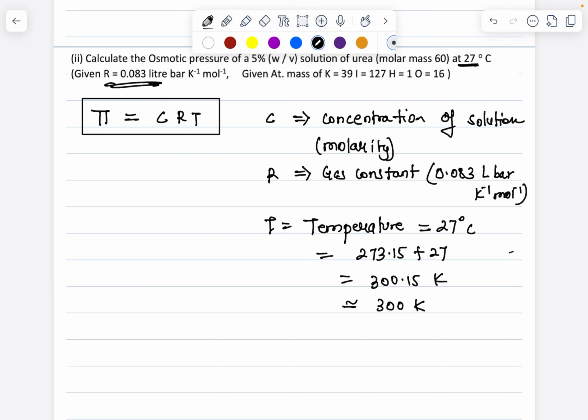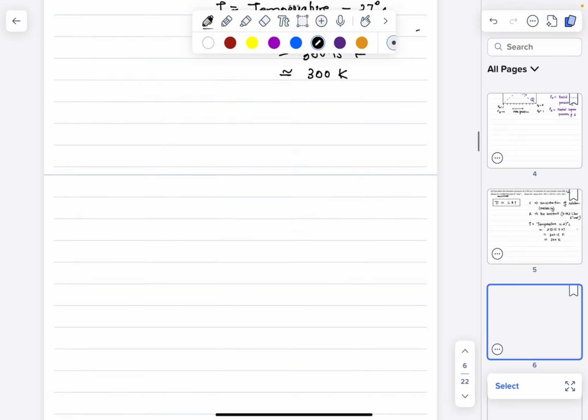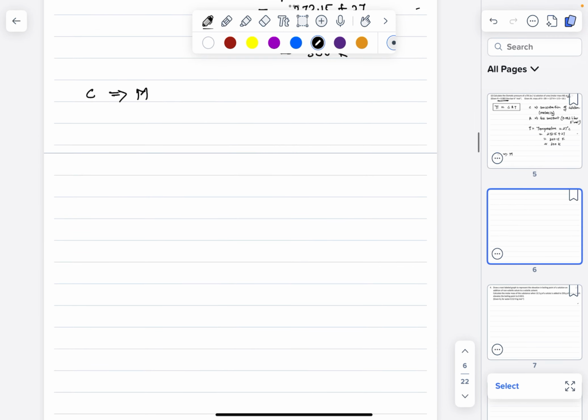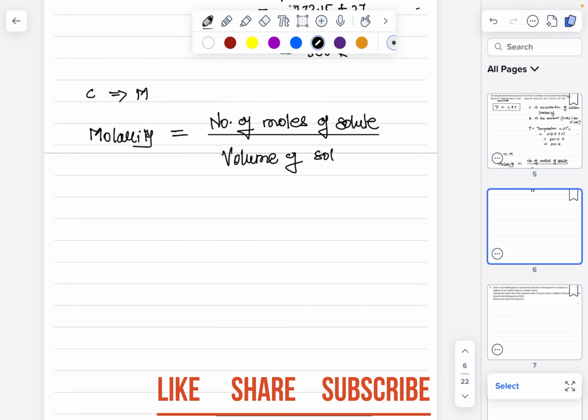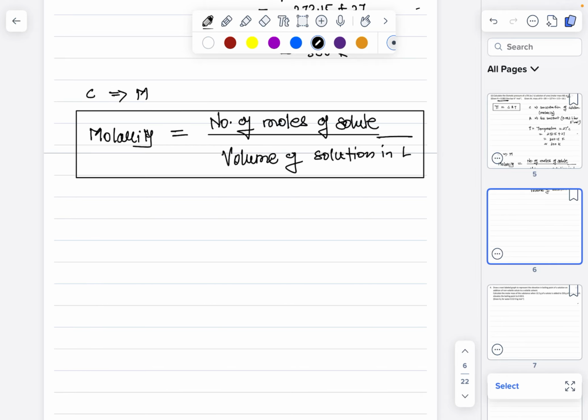Don't worry about that. Now concentration is the thing which is not given over here. So C is not given, which means molarity is not given. So what is the molarity of the solution? How do we define the formula for molarity? To find molarity, we require the number of moles of solute. You can do this as rough work. You don't have to show it. Molarity is the number of moles of solute upon the volume of solution in liters. So this is the formula for the molarity, for finding the concentration over here, right?